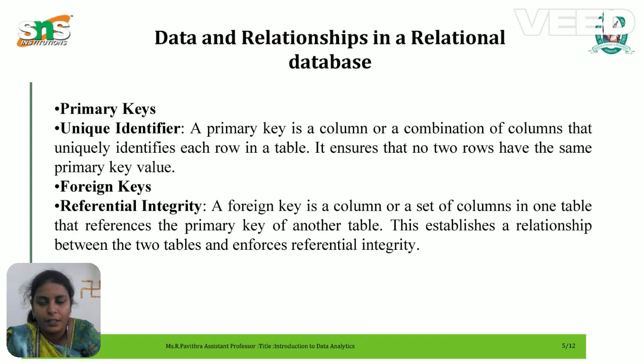So the types of relationships in databases are three types: one to one relationships, one to many relationships and many to one relationships. So these are the relationships of a database in a relational database.